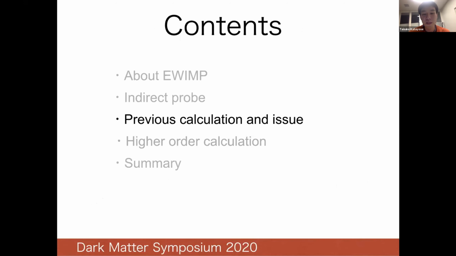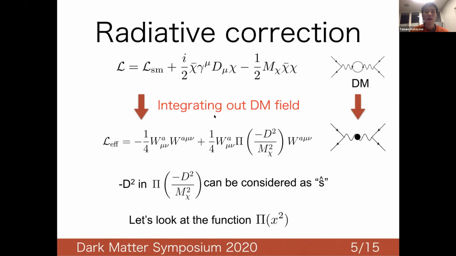So let's see the previous calculation and problem. Let's calculate the radiative correction by the dark matter. And this is our Lagrangian. Then integrating out our dark matter field, we get this effective Lagrangian. And we get this correction term, the SU(2) gauge kinetic term. And we have a correction like this. And this function Pi is very important, and I will focus on this function.